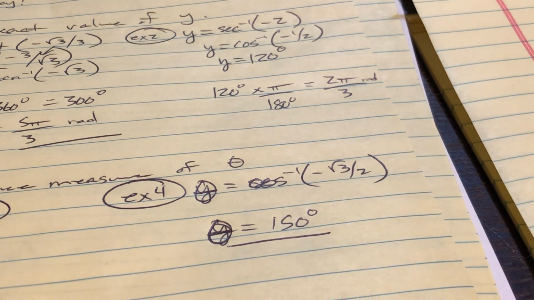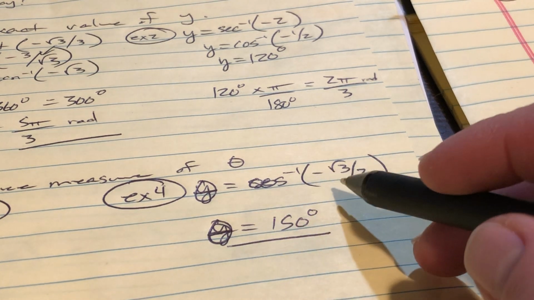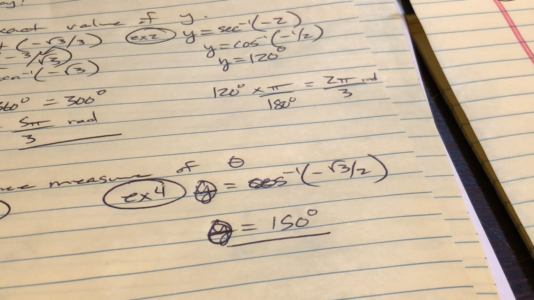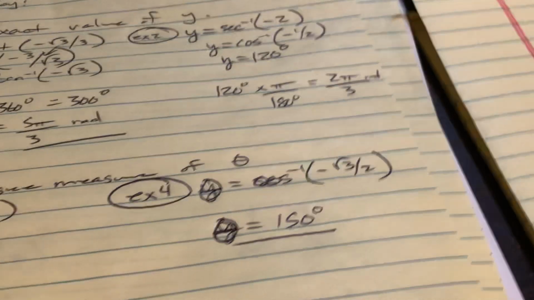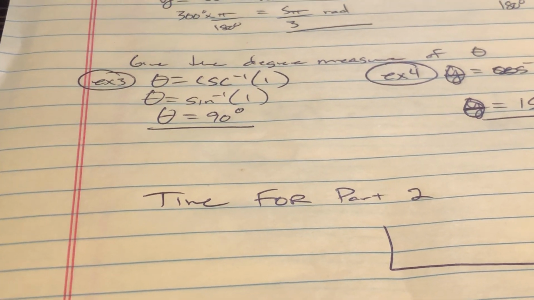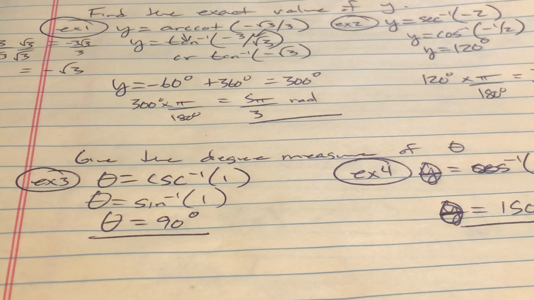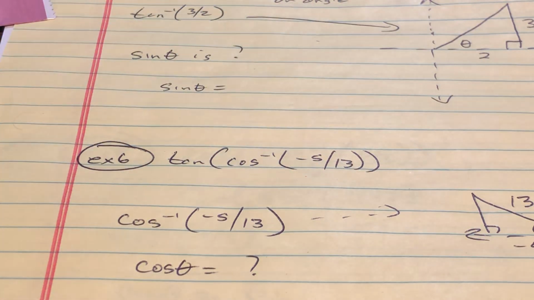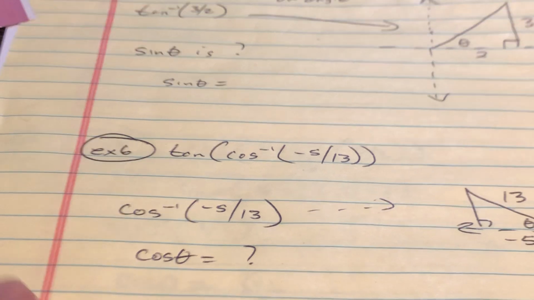All right, theta is cos inverse of negative root 3 over 2. Type in your calculator, it's 150 degrees. Second quadrant, 150 degrees. Okay, so now it's time for part 2. That is everything we talked about. So that is a review time for part 2. All right, part 2, here it is.